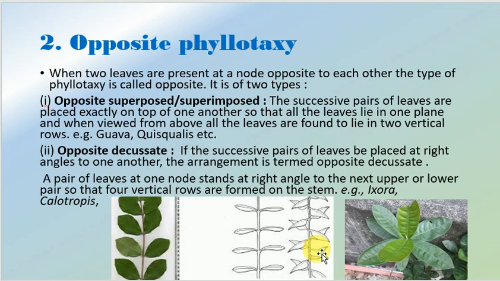and in opposite decussate the arrangement is quite different. The one pair and second pair are at a right angle to each other, and likewise all the pairs are arranged at a right angle to their previous and next pair. So here if we look from the top, we can see four rows of leaves. It gives the appearance of four rows of leaves, and every pair is at a right angle or almost at a 90 degree angle to its previous and above pair. So this kind of arrangement is known as the opposite decussate phyllotaxy.